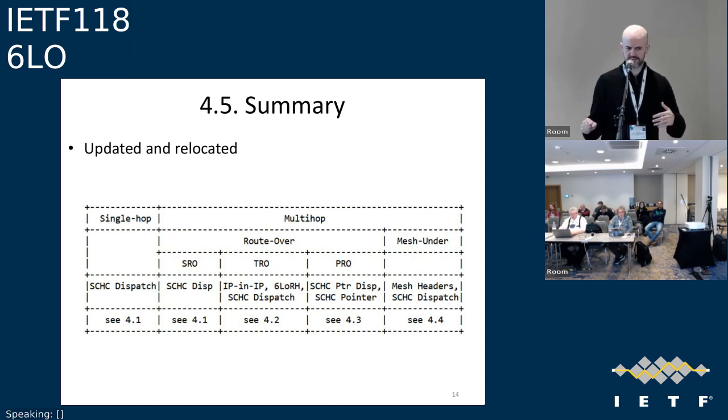So quickly summarizing, recall that we have single hop and multi-hop communication. Then we can have route over and mesh under. And for route over, we have the three approaches mentioned: straightforward, tunneled, and the pointer based. So the fourth row of the table shows the different artifacts that are needed. For single hop, it's the SCHC dispatch only. For multi-hop in straightforward route over, it's also the SCHC dispatch only. TRO needs IP-in-IP for the tunnels, and there's 6LoRH, including the source routing for the downward. And also there's the SCHC dispatch. For the pointer based, there's the SCHC pointer dispatch and then the SCHC pointer. And for mesh under, we have the original mesh headers defined in RFC 4944, plus the SCHC dispatch.